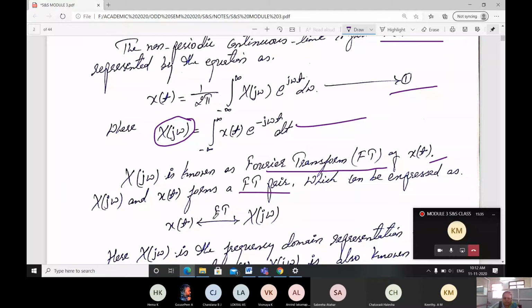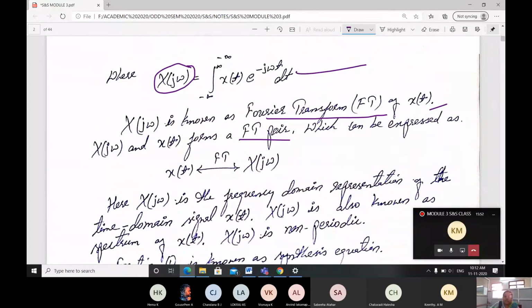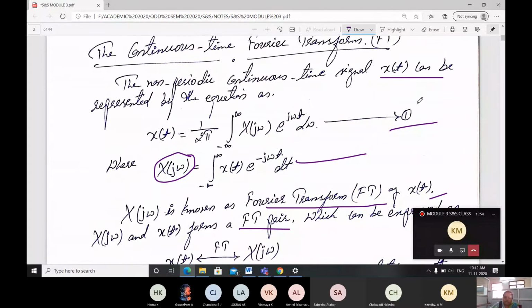If I calculate the Fourier transform, I will get x of j omega. If I go in the reverse direction, from x of j omega I can also find x of t. For that reason, the arrow is on both sides. This is the representation for the Fourier transform pair. You have to remember these two equations, because we will be using them while solving problems.